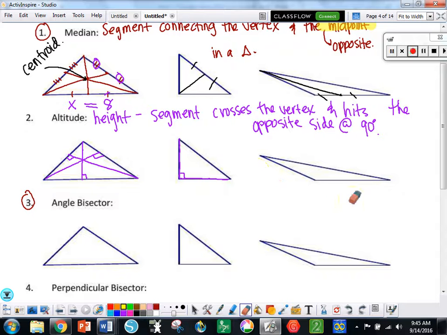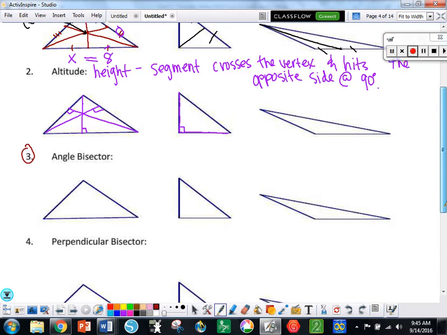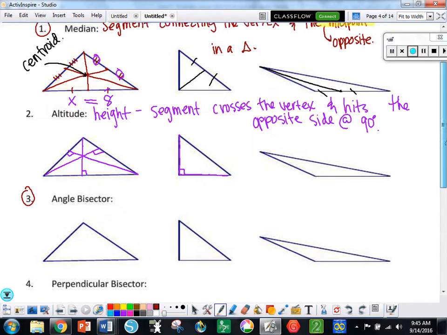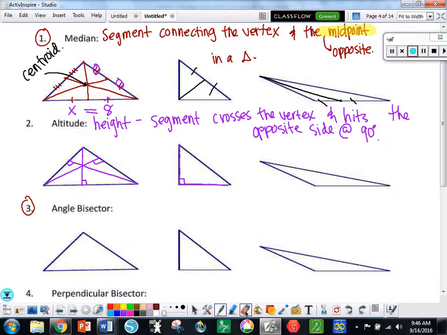Okay. It's not something you're going to be tested on. It's just interesting. Okay, angle bisectors. Oh wait, back up really quick. What in this definition do you think is kind of a key part of the altitude? The 90 degrees. Yeah.